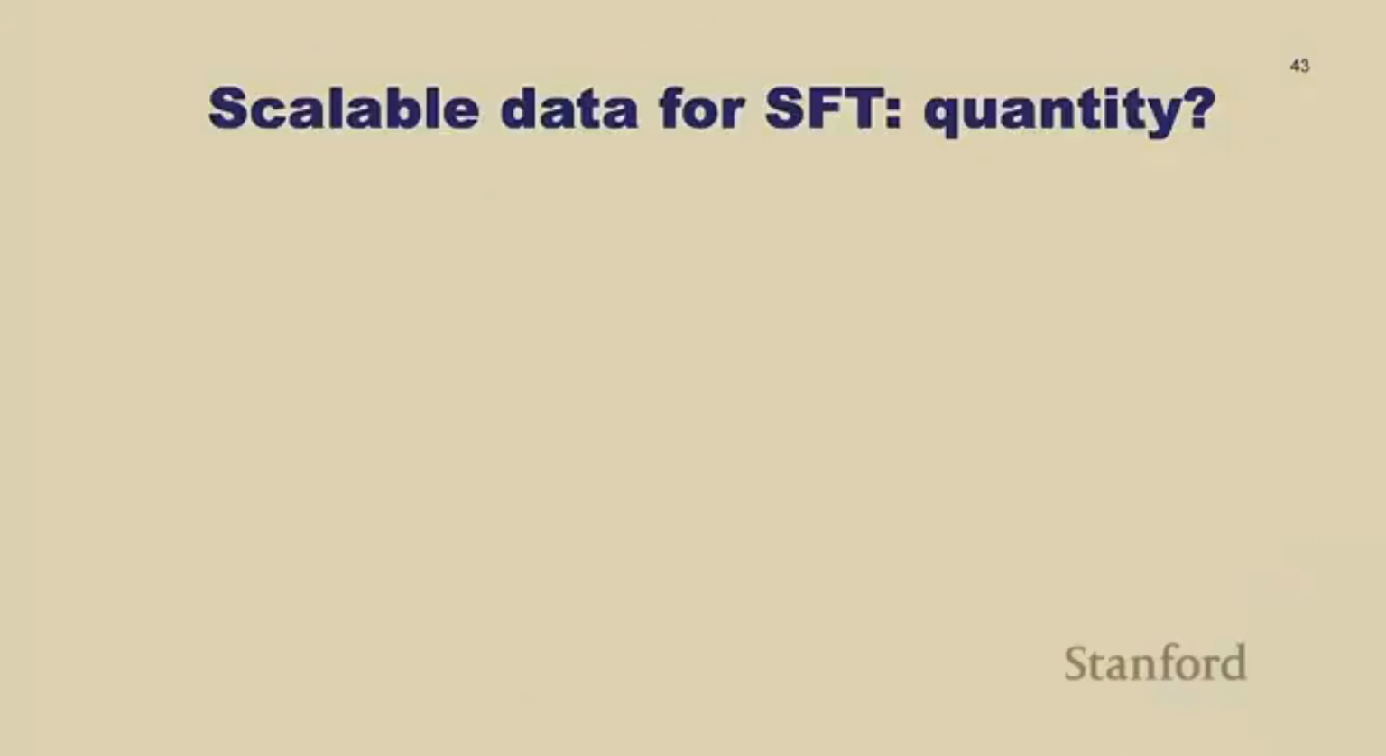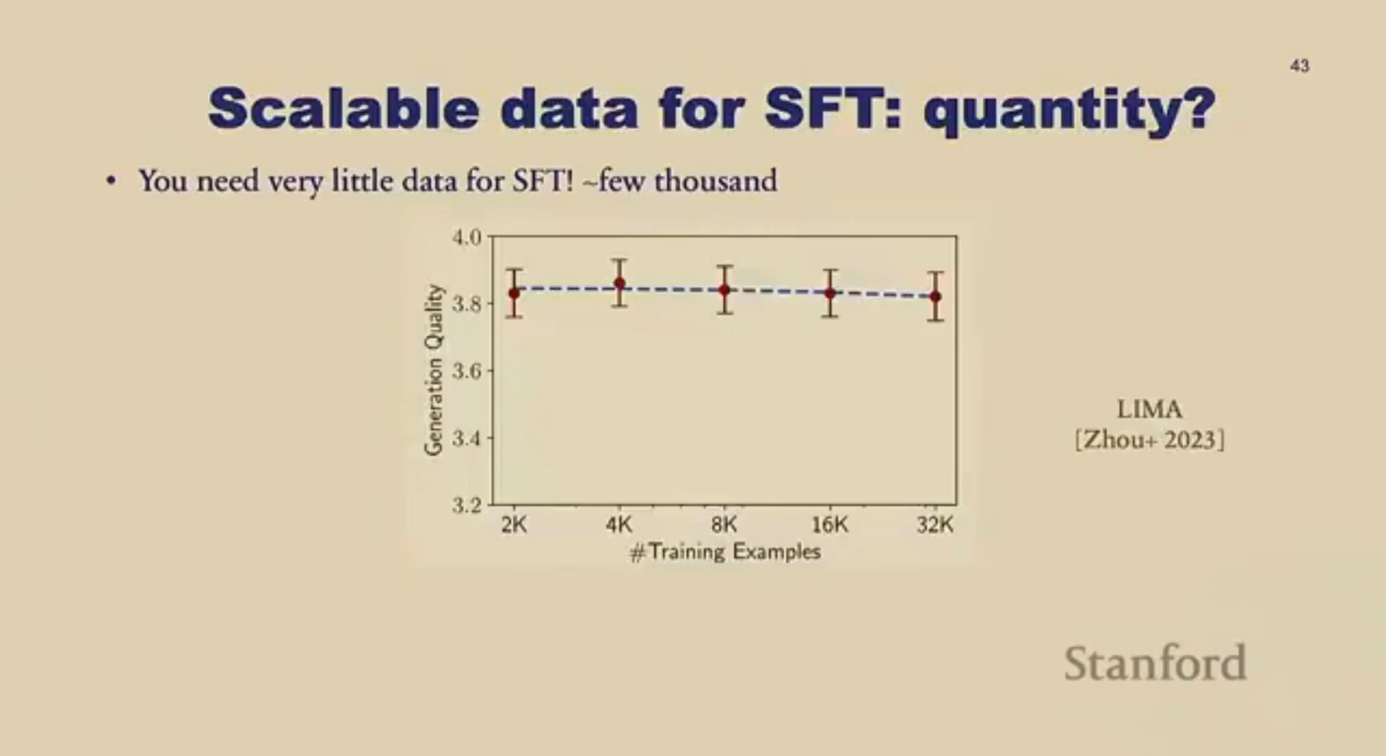Quantity of data. So we talked about what type of data and how we collect it. One thing which is surprising with SFT is that you don't need that much data. What this paper showed, this is called LIMA, is that if you scale the amount of data you use for supervised fine-tuning from 2,000 to 32,000, it really doesn't help much. So here, scaling laws definitely don't help.